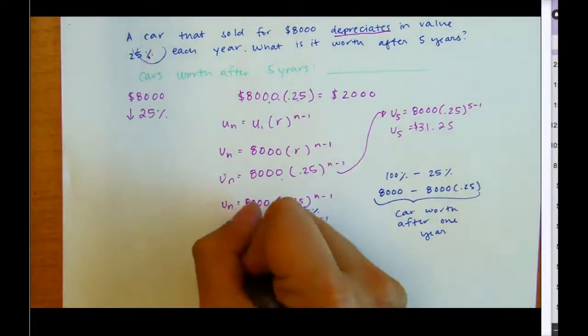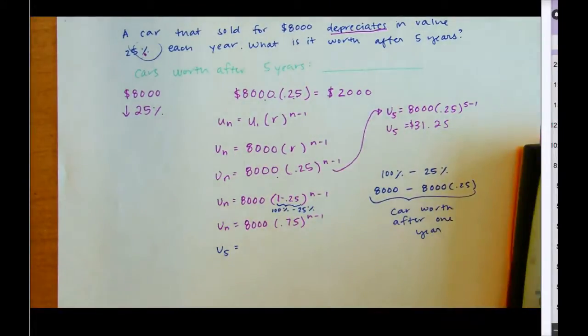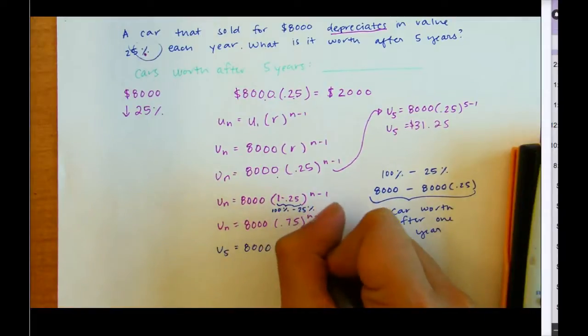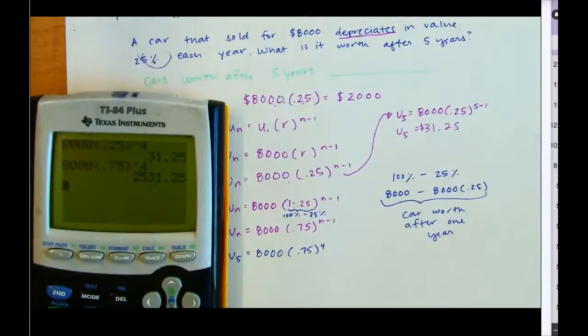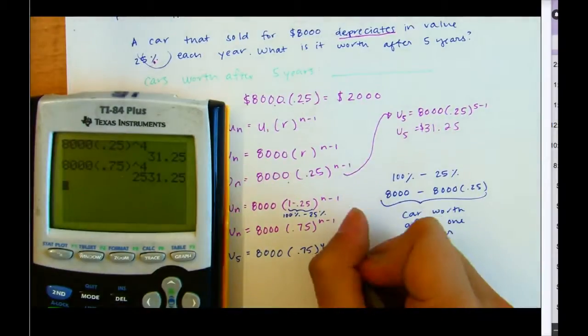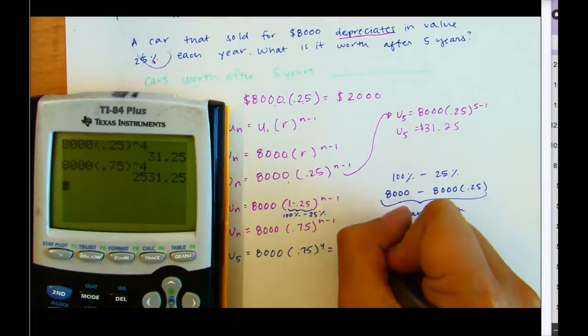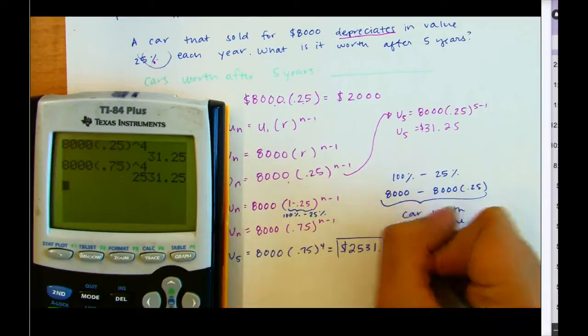So when I take u sub 5 of this, 8,000 times 0.75 to the 5 minus 1, here to the 4th power, 8,000 times 0.75 to the 4th, I'll get a number that makes a lot more sense. After 5 years, if my car was initially $8,000, its worth after 5 years is $2,531.25.